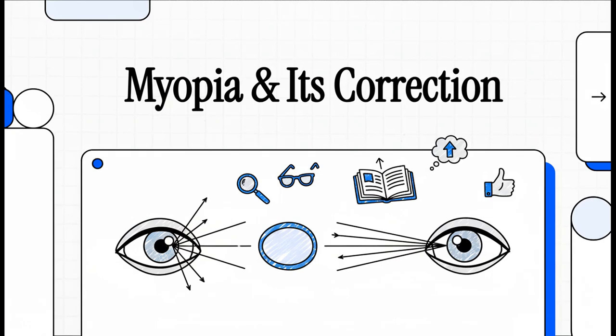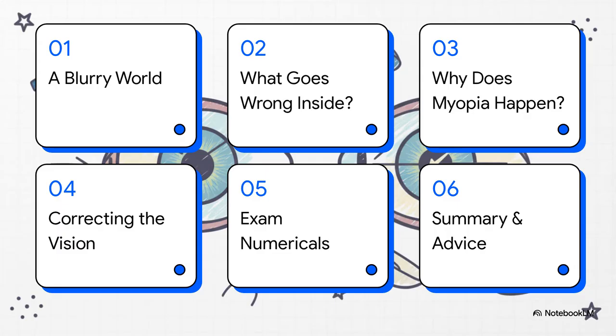Hello, students! Today we are going to learn about a very common vision defect, one that some of you might even have. It's called myopia. So, let's quickly look at the topics we will be covering in today's lesson.